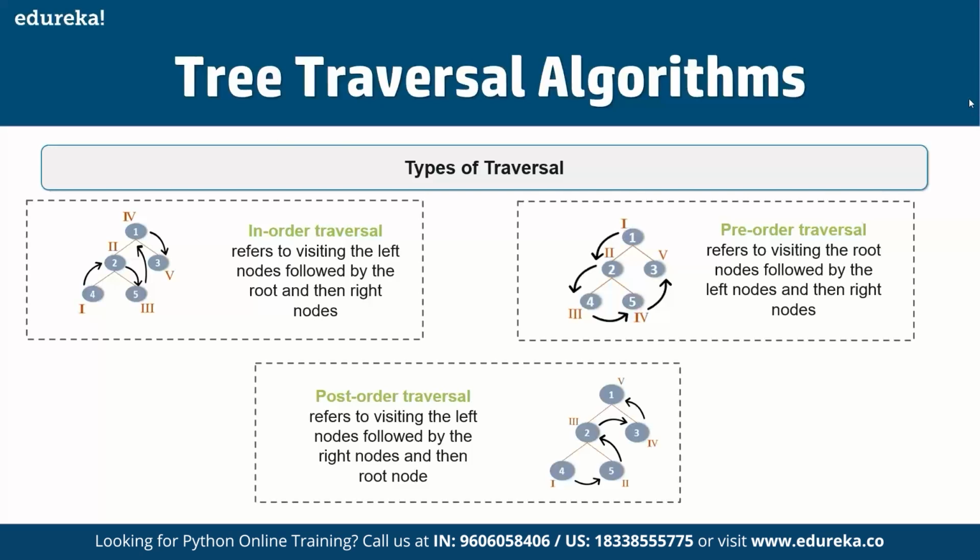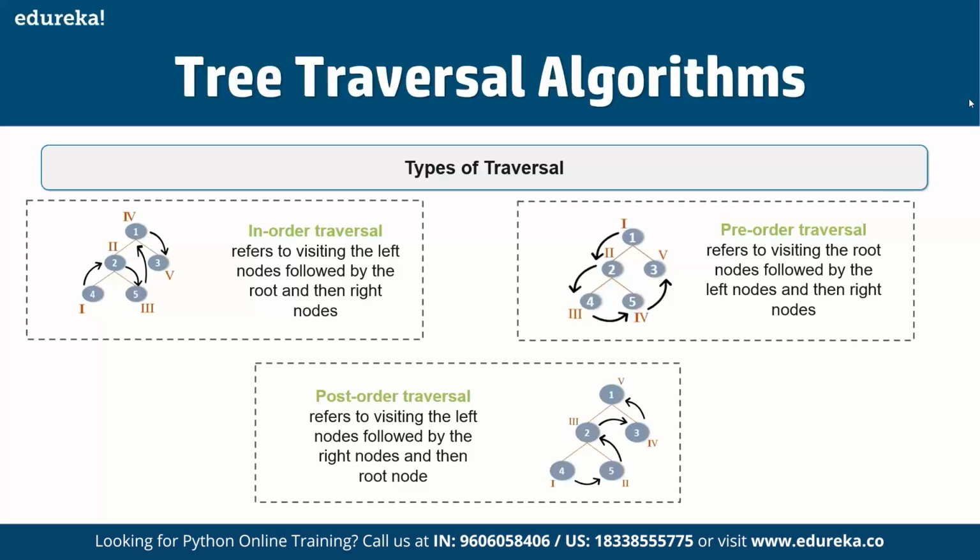In-order traversal refers to traversing the tree in such a way that we first visit the left nodes, followed by the root, and then the right nodes. So we begin our traversal from the nodes in the left subtree, and then we move towards the root and finally the right subtree. That's how in-order traversal works.